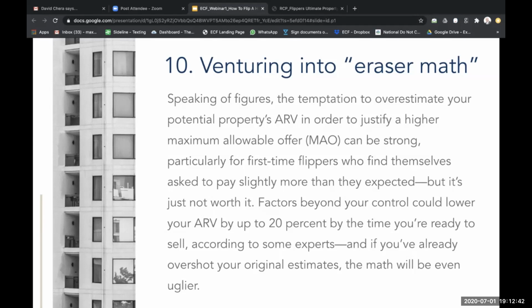Factors beyond your control could lower your after repair value by 20% by the time you're ready to sell it, according to some experts. So again, be careful with that, because you don't want to over leverage on your deal. I shouldn't say over leverage. You don't want to overestimate and exceed your 70 to 75% ARV, where you're going to be making less money.